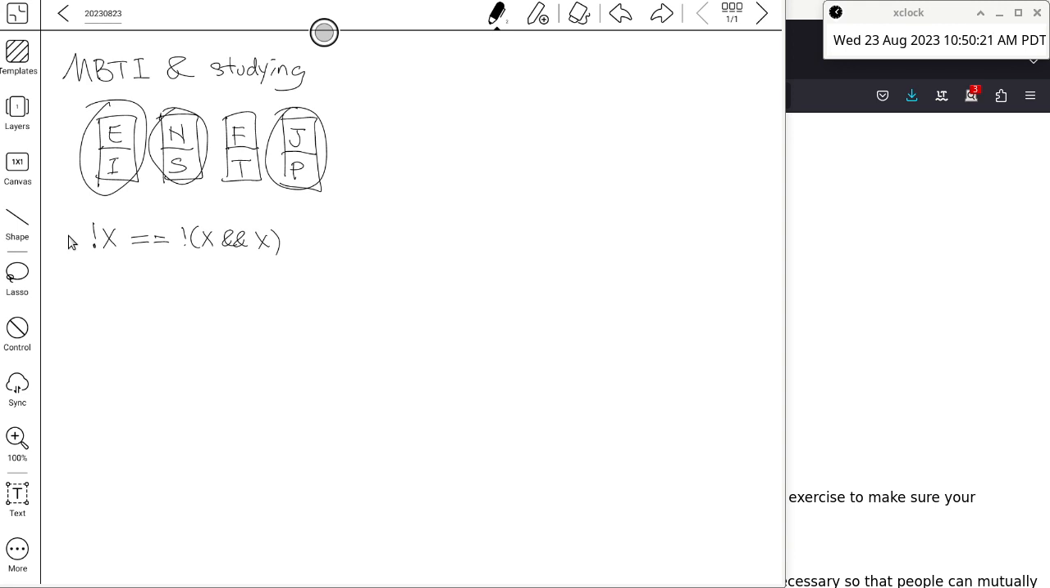Does that make sense to you? Okay, even just intuitively. Because X and X is X, so NOT (X and X) is just NOT X. Okay, so intuitively that seems to make sense. And then we move on.